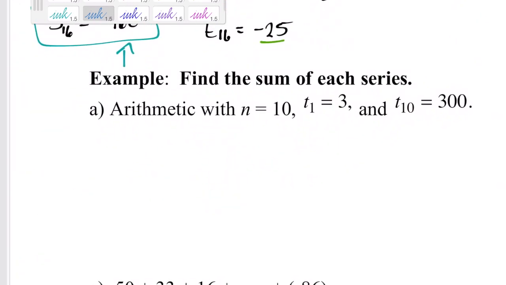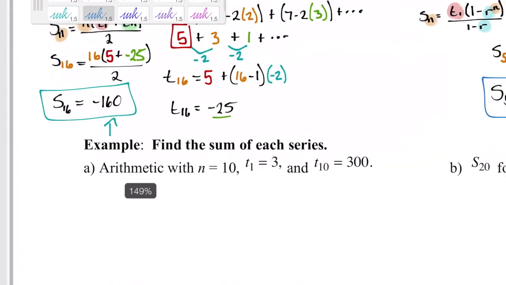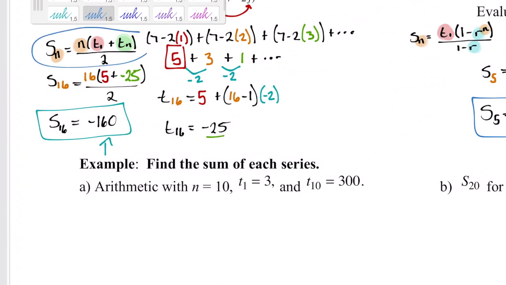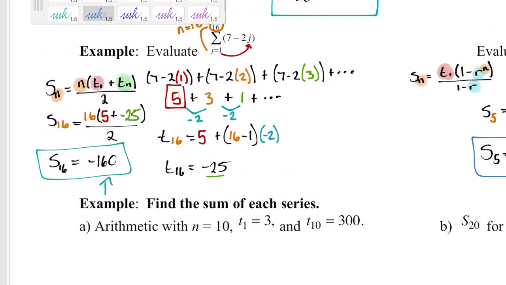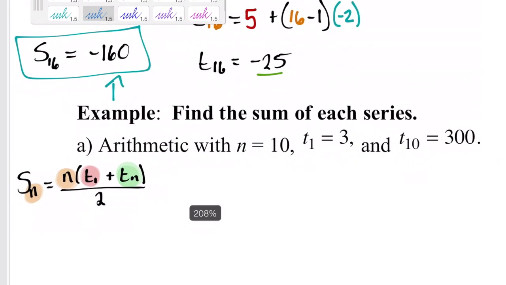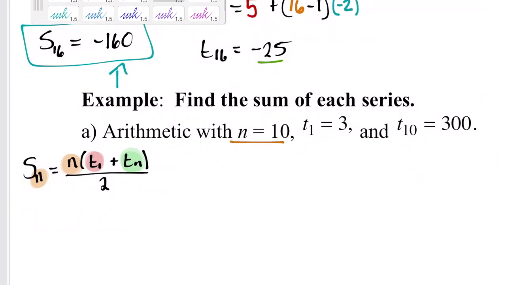Next here, they're telling me it's arithmetic. So again, I'm going to bring down my arithmetic formula, if it'll let me select it. There it is. And it looks like they've given me the n, they've given me the first term, and they've given me the 10th term, so the last term, which means we have everything we need to just plug in. So I'm going to fast track, and you can follow along that way or try it out yourself. Pause the video and plug it in and compare your answer with mine.